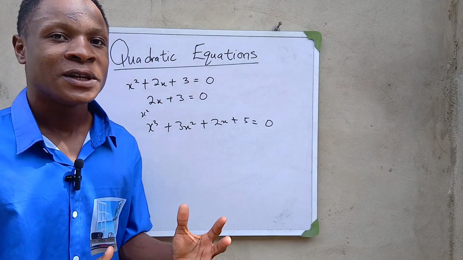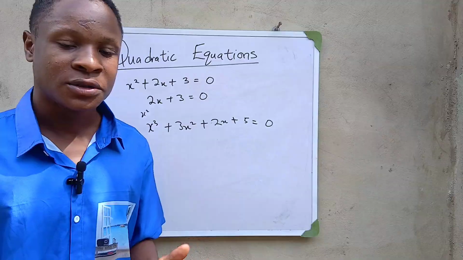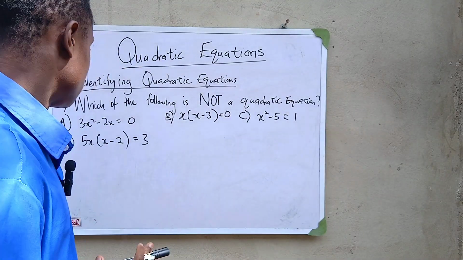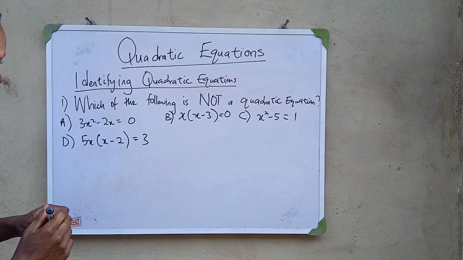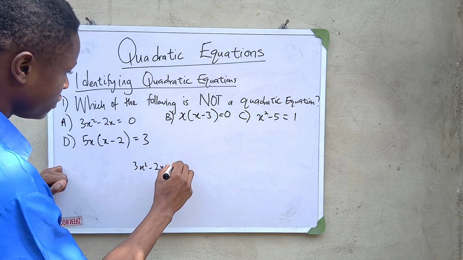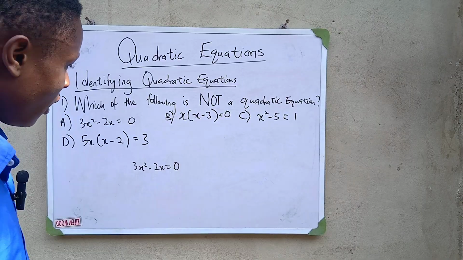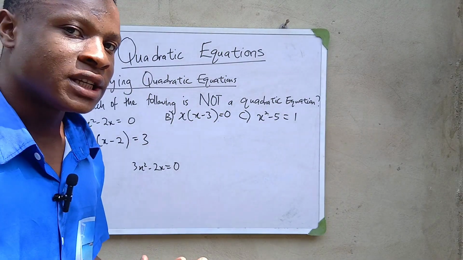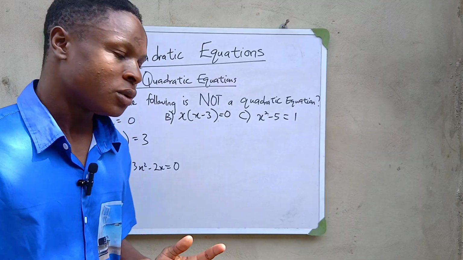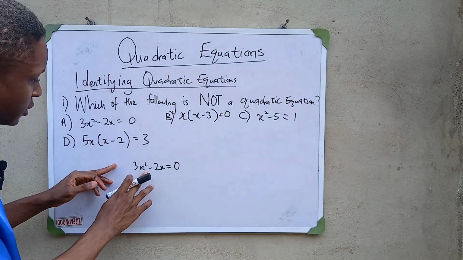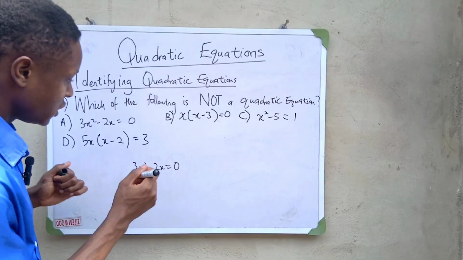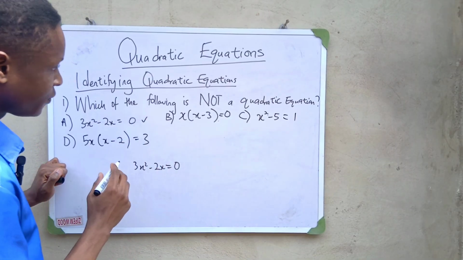So now let's go further into identifying quadratic equations. So we have this question: which of the following is not a quadratic equation? We have number 1, 3x squared minus 2x is equal to 0. Now we said quadratic equations are equations that have their highest power of the unknown to be 2. So let's check here. The unknown is x, and the highest power of the unknown is 2. So this is a quadratic equation.